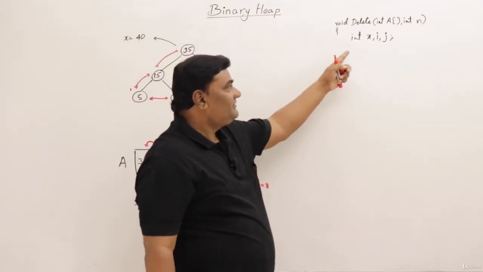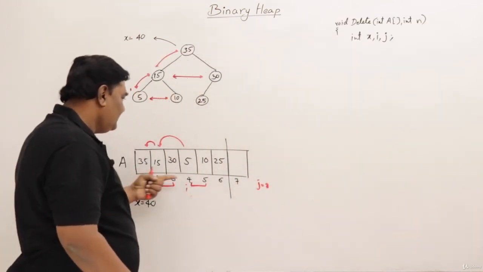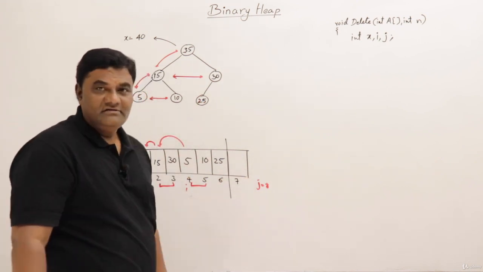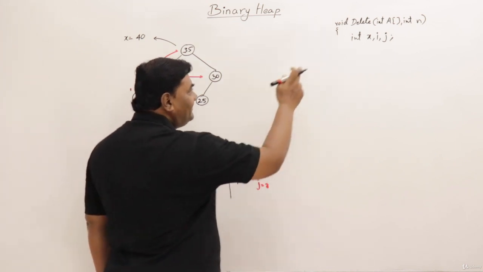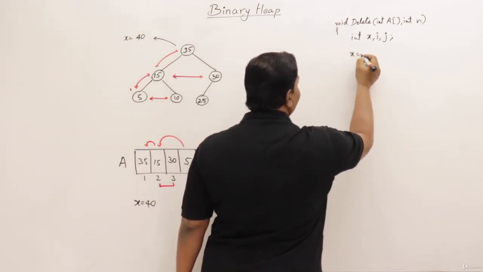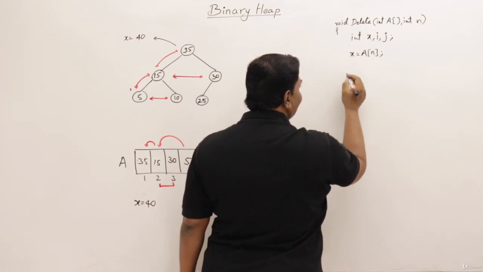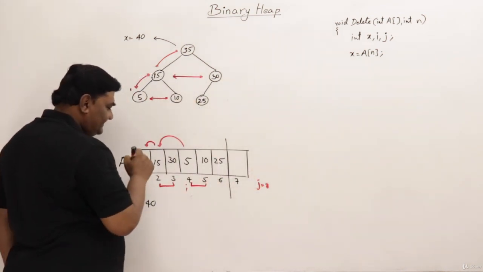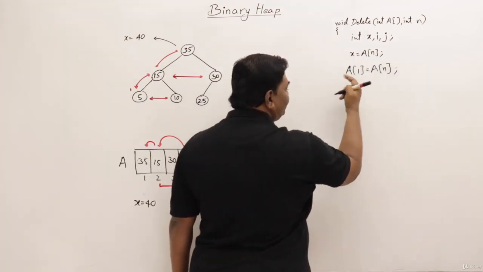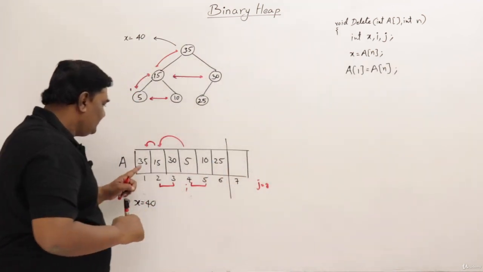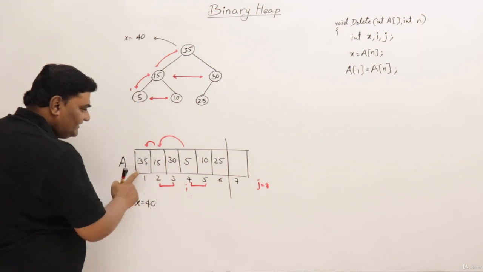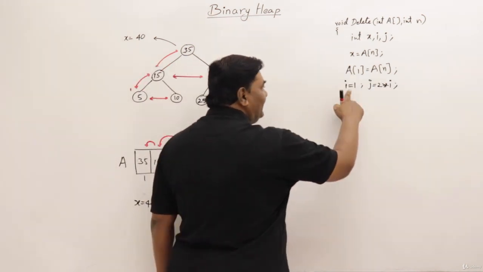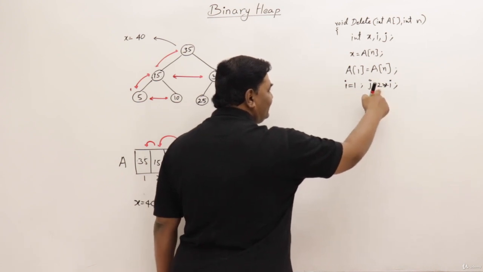So here is a delete function which is taking an array, this array, and n is the size, that is last index 7. So this last index element, I will take it in variable x. A of n is taken in x. This element is deleted. Then copy the last element at this place. A of nth element is copied at first place, that is index 1. Then we need I on the element that we are adjusting and j on its left child. So I is at index 1, j is at its left child.